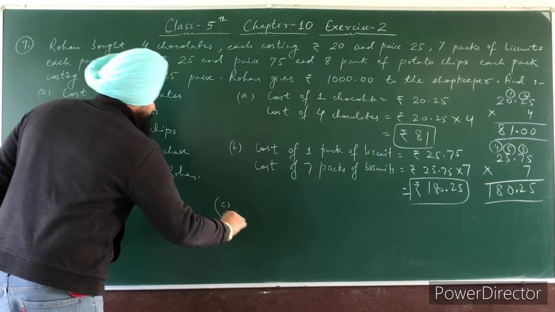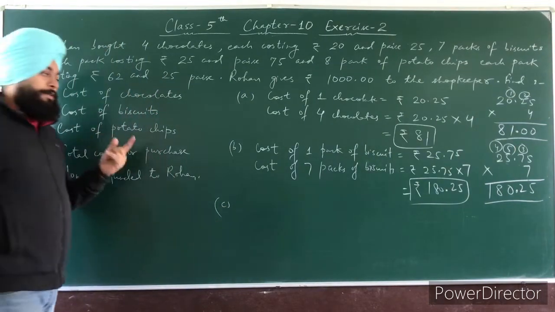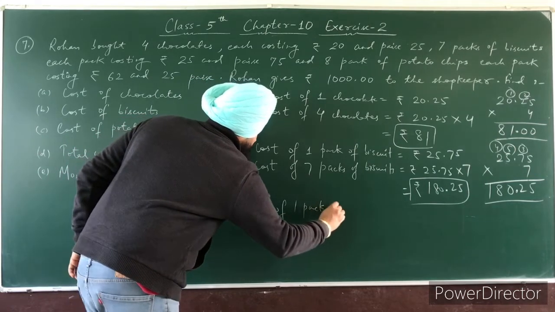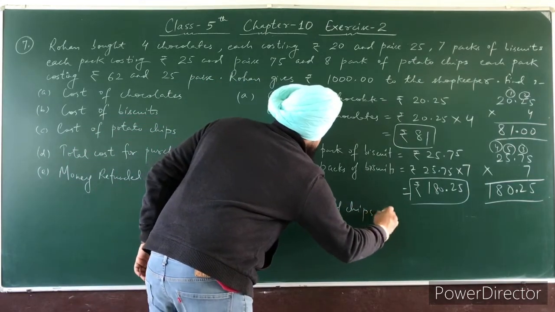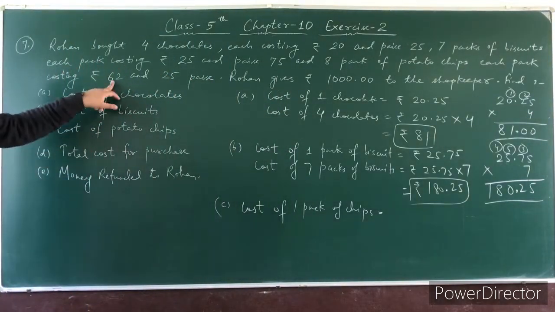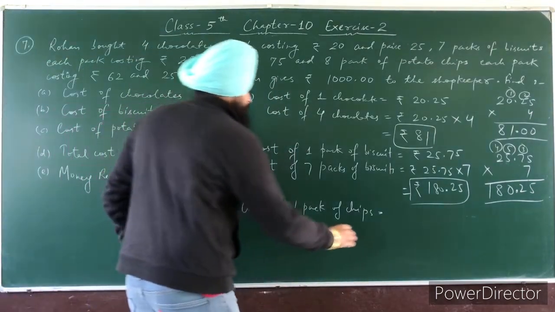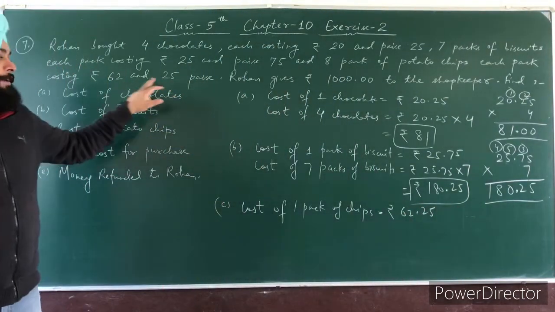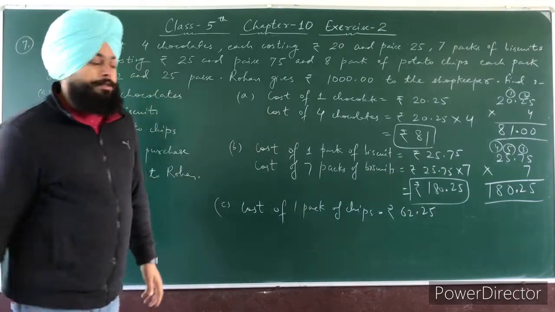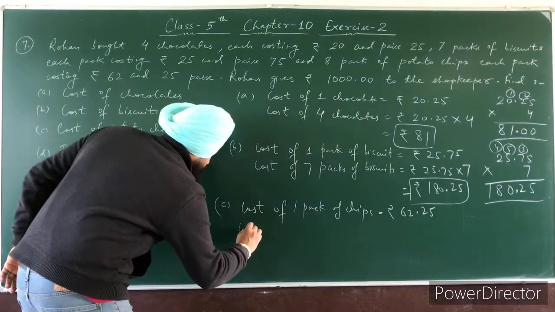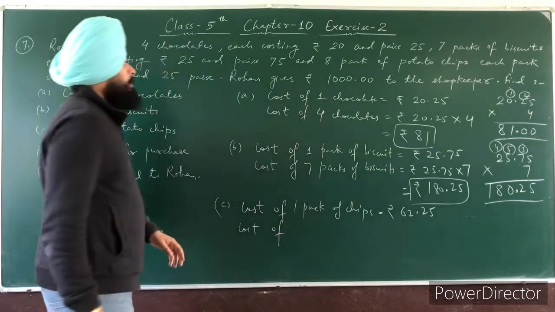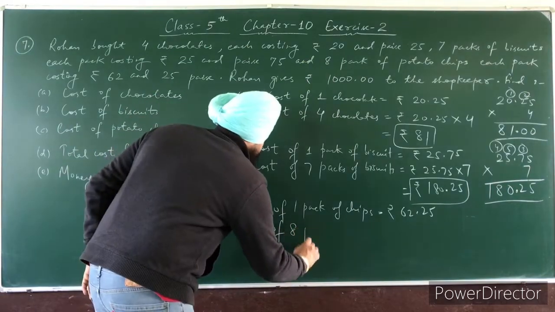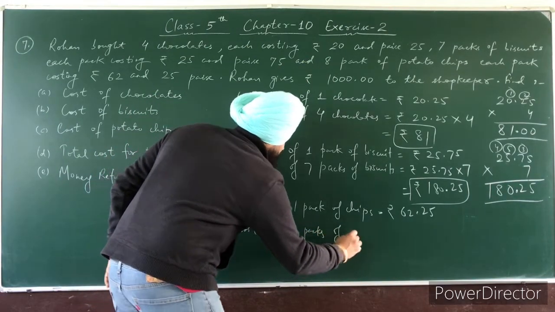Now next thing, you will find the cost of potato chips. So again, the cost of one pack of chips. The cost of each packet of chips is rupees 62 and 25 paise. 62 rupees and 25 paise is the cost of one pack of chips. Now we will find the cost of how many packets? Rohan buys 8 packets of potato chips, 8 packs of chips.